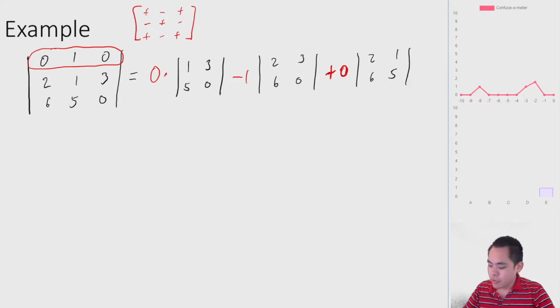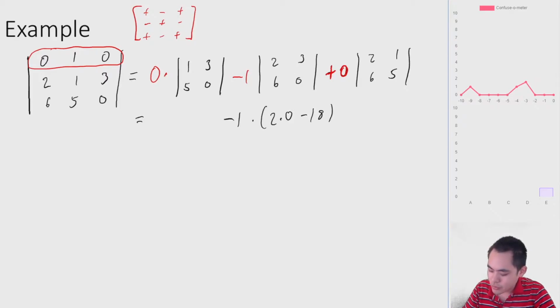So that's going to be equal to, well, the zeros cancel out, so this is going to be minus 1 times, well, 2 times 0 minus 18, which is just equal to 18.